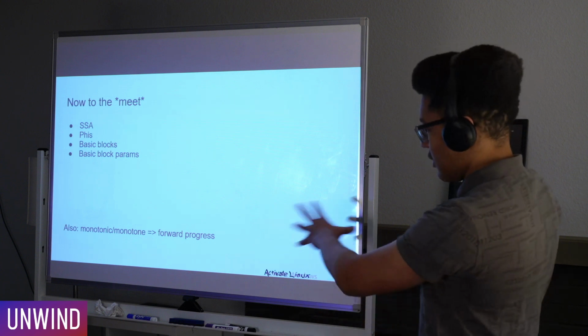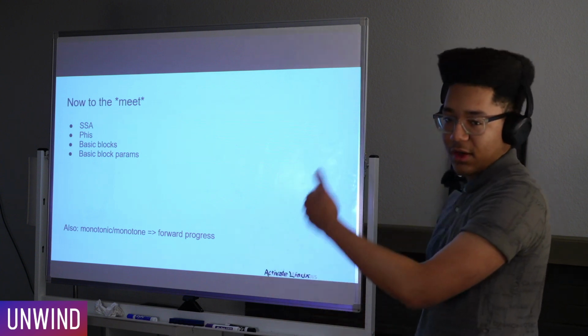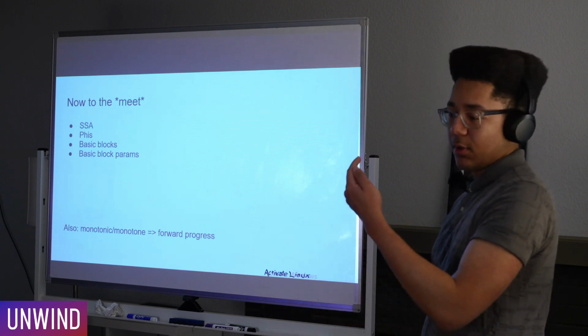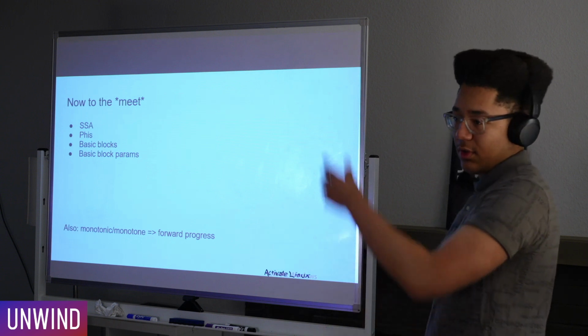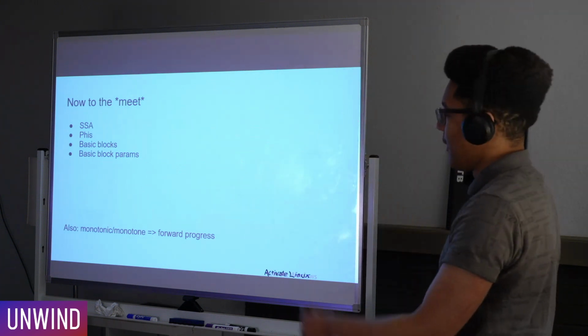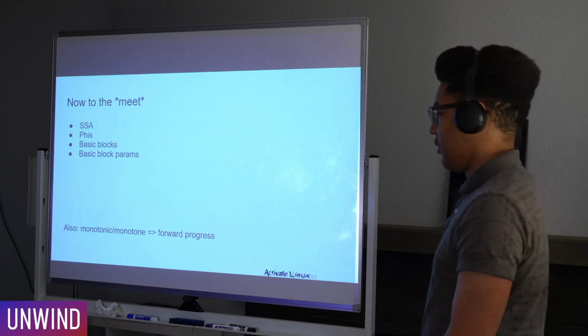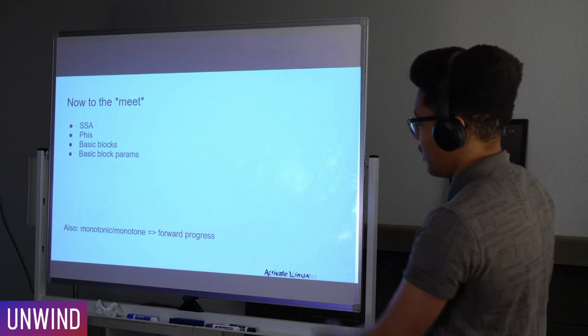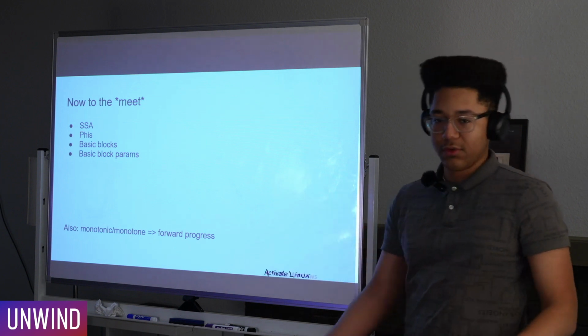And so now, here's a few terms that I've thrown around. So we got SSA, static single assignment. We've got our phi nodes. They resolve weird conflicts. Basic blocks, little straight line pieces of code that enter from the top, exit from the bottom. And then basic block parameters, a different way for solving for phi nodes that is, well, equivalent. And then important thing, monotonic/monotone, these are going to be referencing forward progress.